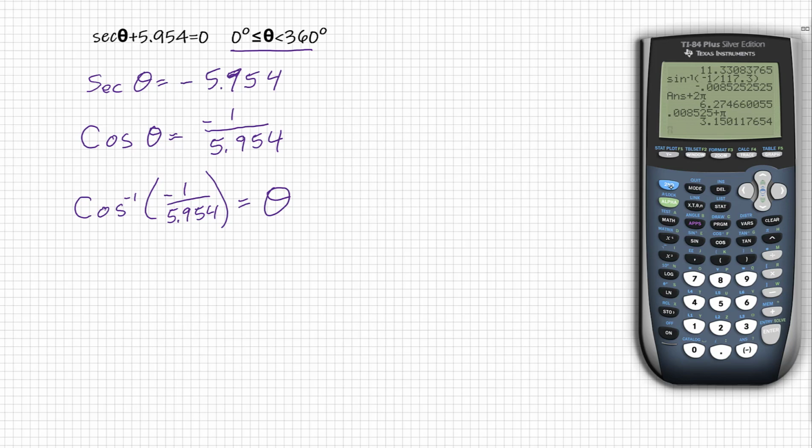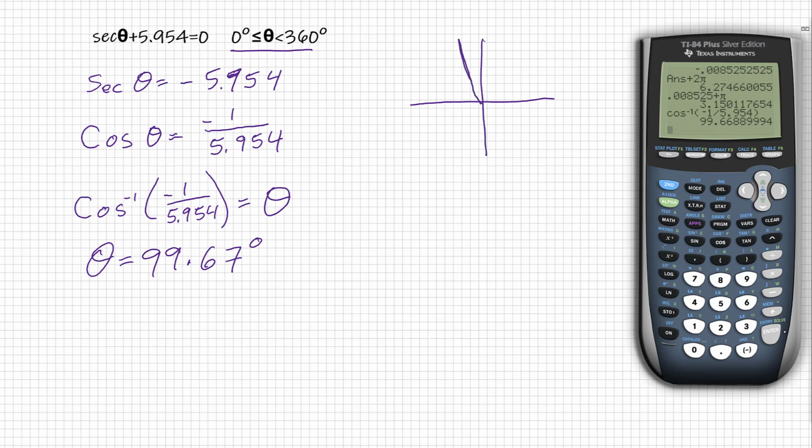And now let's find inverse cosine of negative 1 divided by 5.954. That gives me an angle of 99.6688999. Let's call it 99.67 degrees. Again, use the instructions for your rounding. Now that tells me of an angle, about here, for which this is true. And that is within the range 0 to 360.